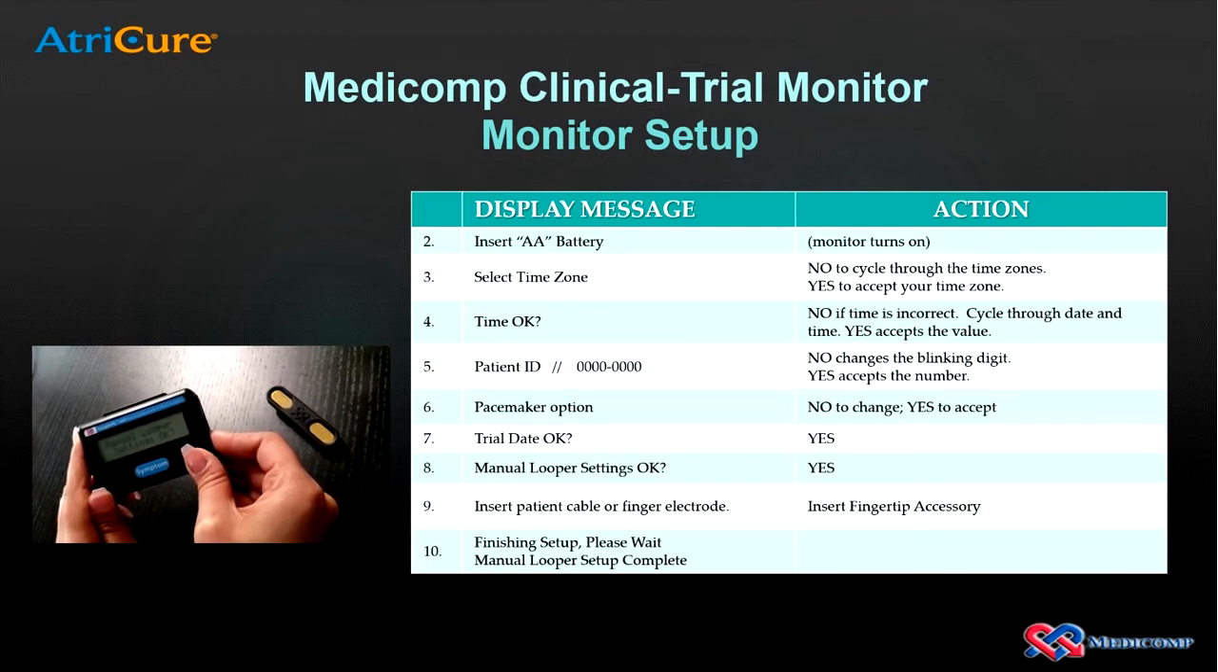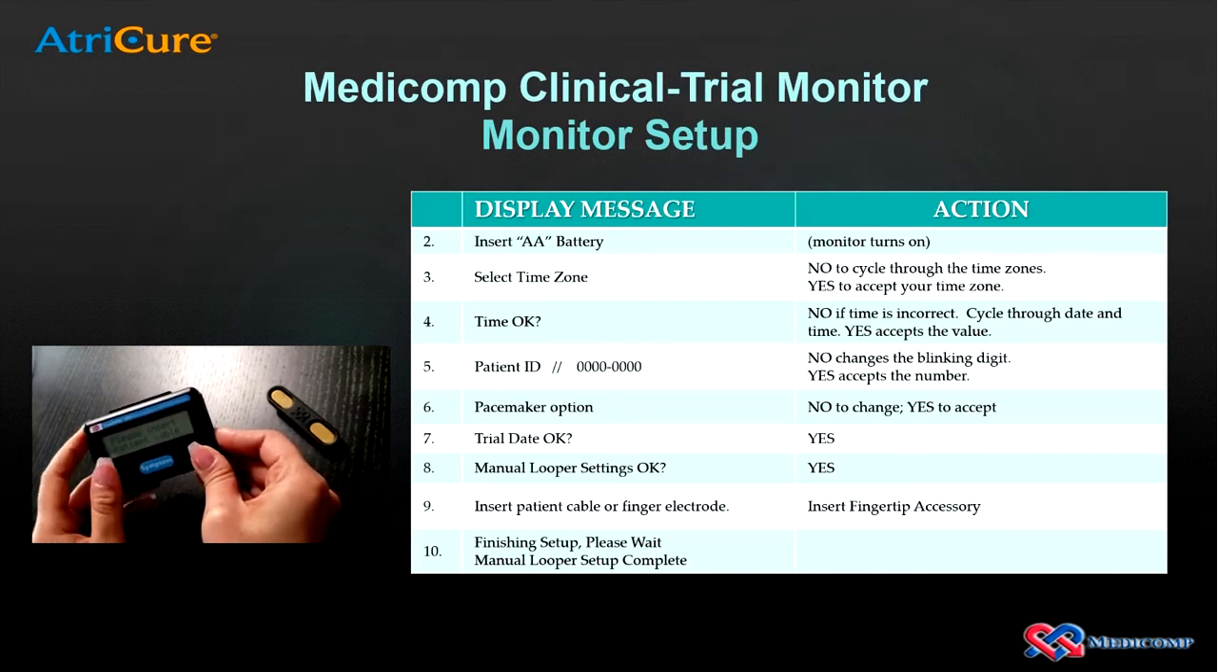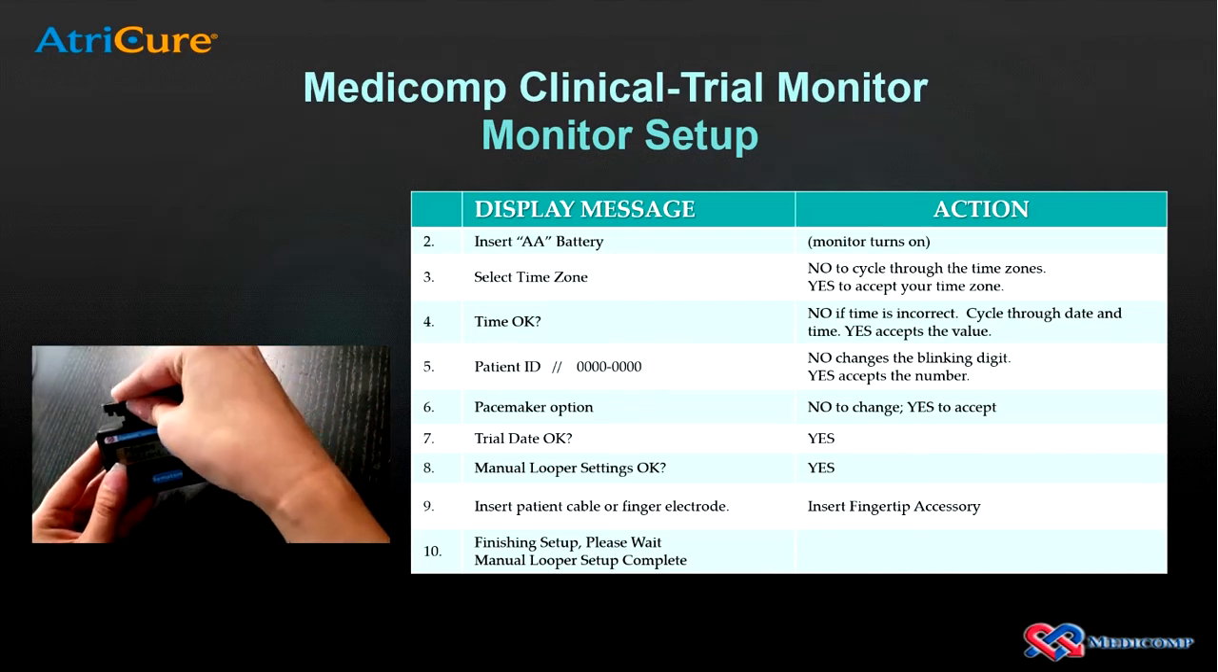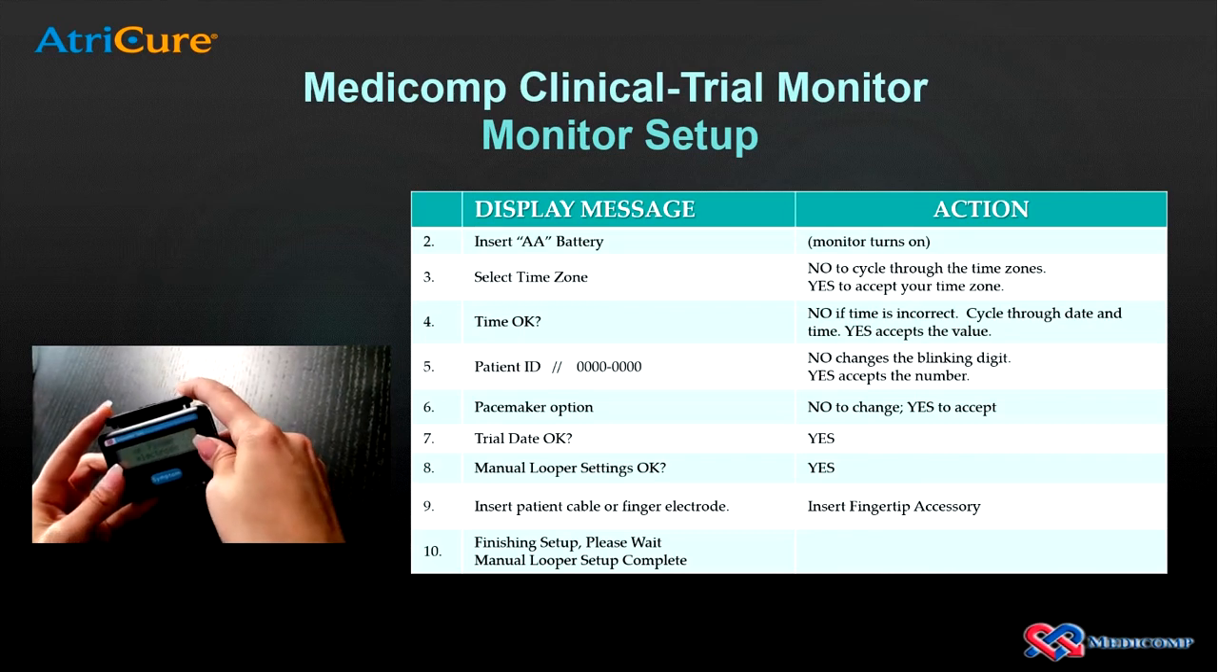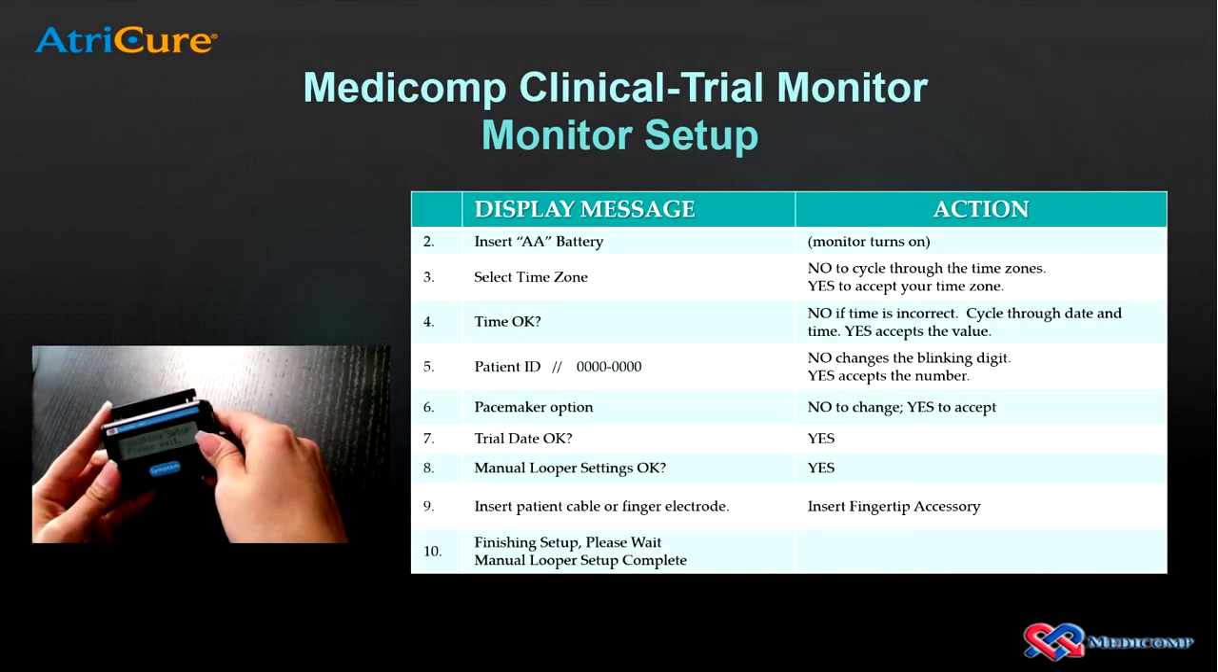For step 8, the monitor will display manual looper settings OK. Press yes. Next, insert the fingertip accessory and the monitor will finish the setup. After this is completed, the display will go blank. The monitor is now ready for you to make your first recording. This concludes the monitor setup instructions.